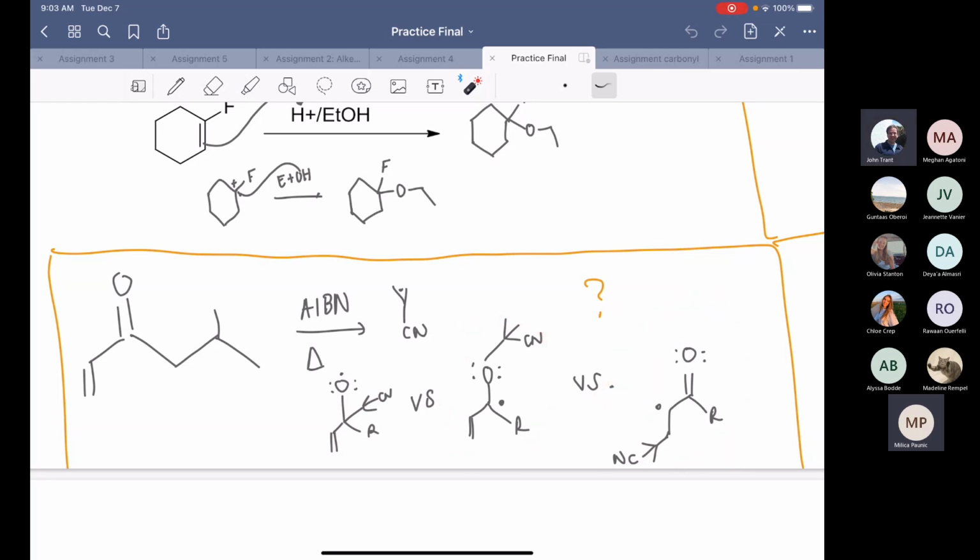Okay. So I think it depends on making bonds. In the middle one there, you're making an oxygen-carbon bond, and that's much weaker than a carbon-carbon bond. Oh, here. Yeah, that's much stronger.